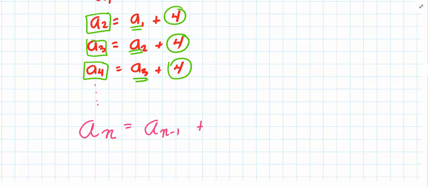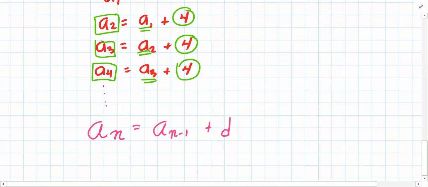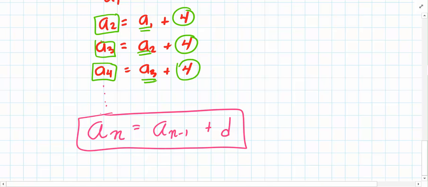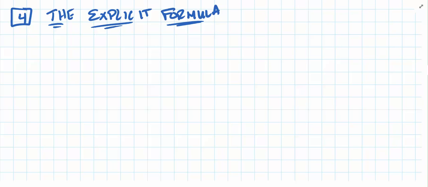So we have a way of describing arithmetic sequences in terms of a recursive formula, right? Any particular term in the sequence is just the one before it plus the common difference. Does that make sense? Okay. The next idea after the recursive formula is the explicit formula, which allows us to find any term that we want in the sequence.